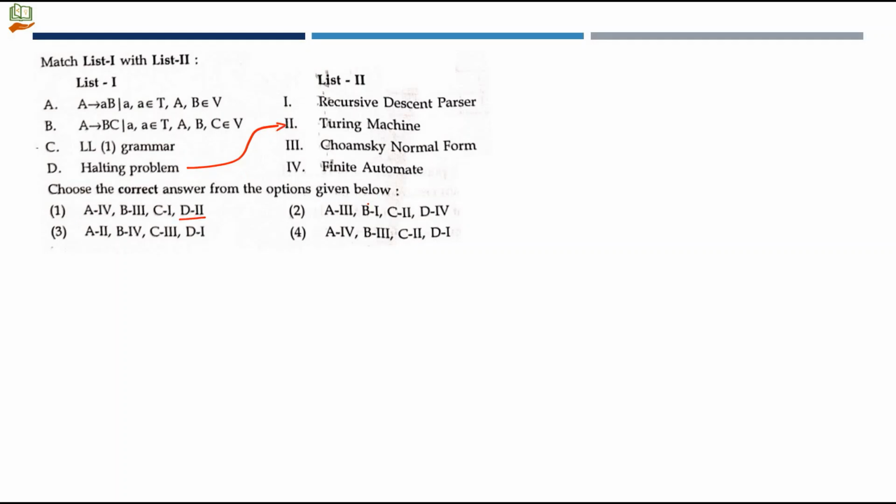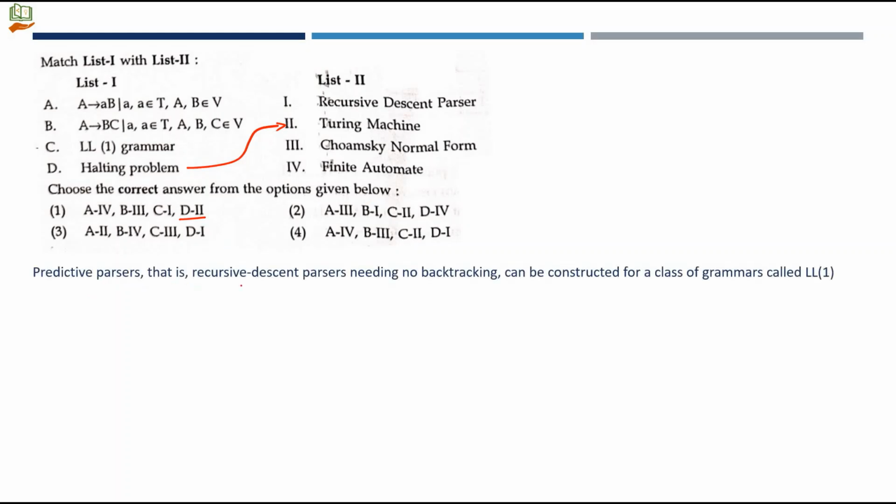Next we will see recursive descent parser. Predictive parsers, that is recursive descent parsers needing no backtracking. Actually even here the statement is telling that predictive parsers need no backtracking, and can be constructed for a class of grammars called LL1. So from this we can map C, LL1 grammar, to option 1, recursive descent parser. Though they have mentioned predictive parsers, they are still recursive descent parsers.